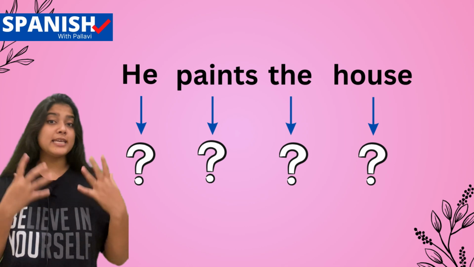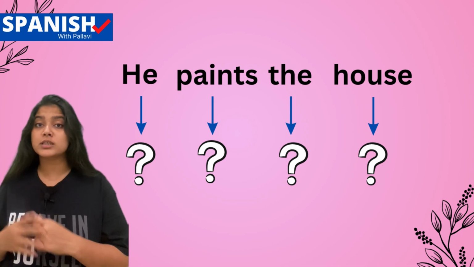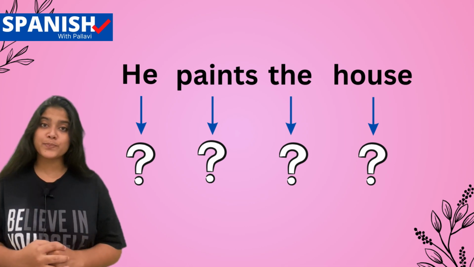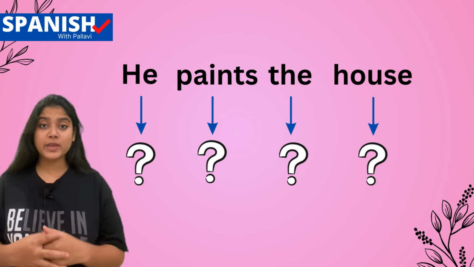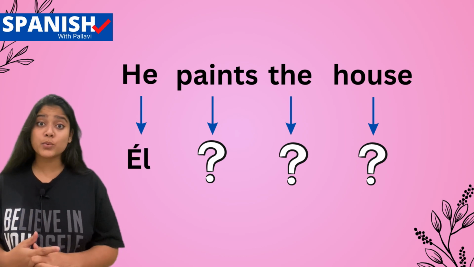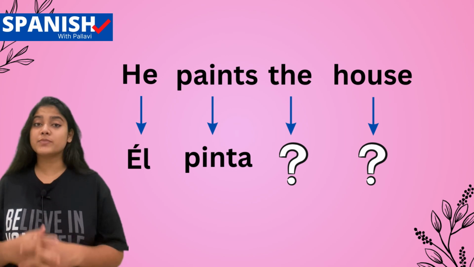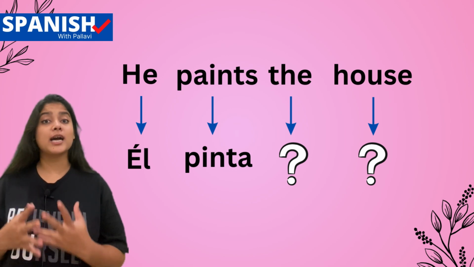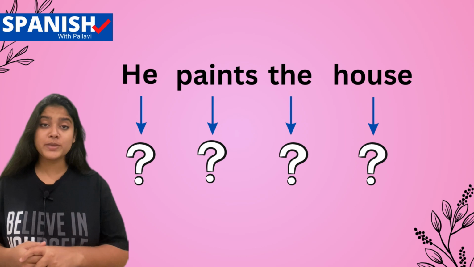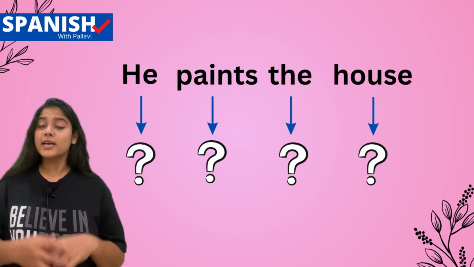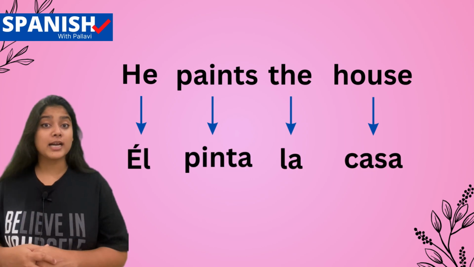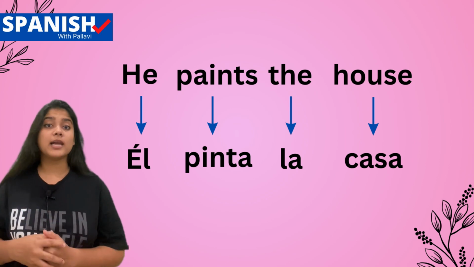Next. He paints the house. How do we say that in Spanish? He will be él. Paints will be pinta. The house will be la casa. So the whole sentence will be he paints the house. Él pinta la casa.